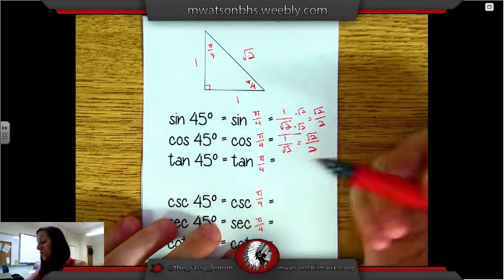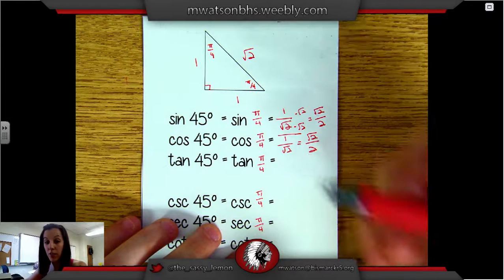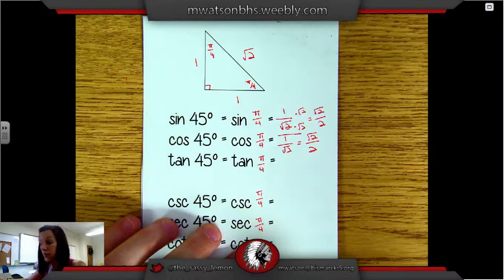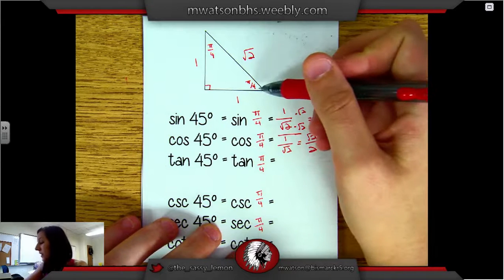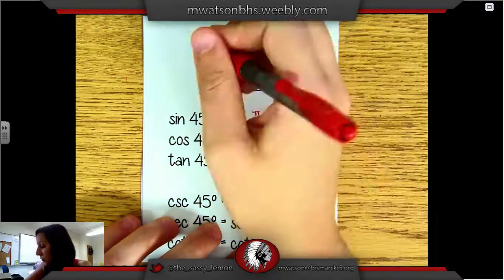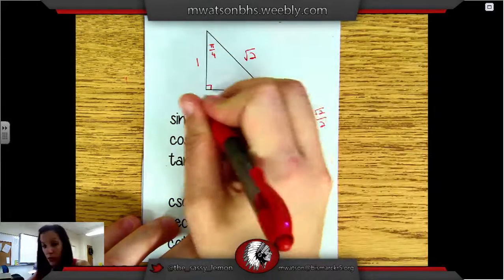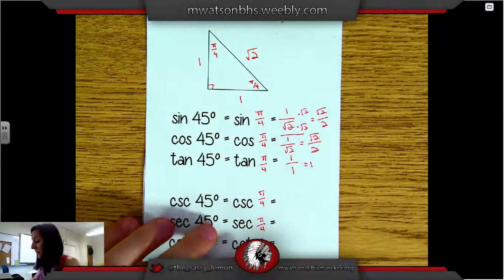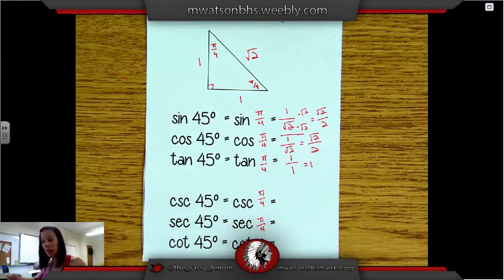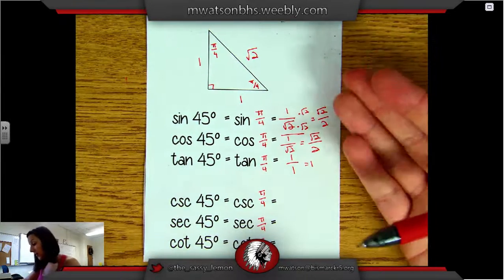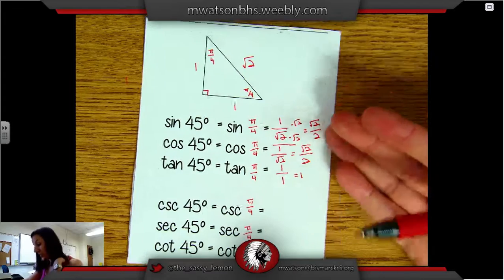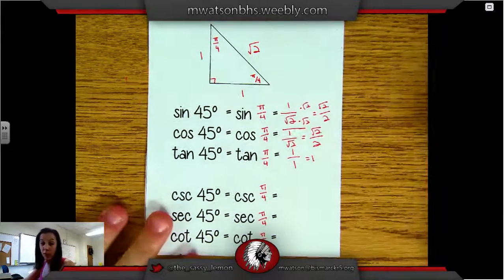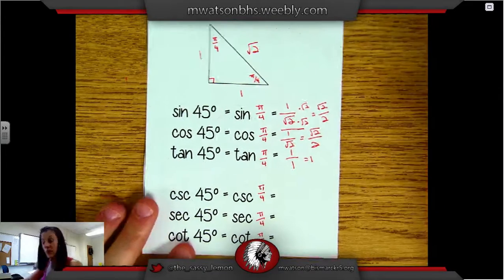Now the tangent of 45 degrees, if you recall, is TOA, opposite over adjacent. So I'm going to do 1 over 1, which is just 1. And there you have it. Those are your 3 major trig functions for 45 degrees, or pi over 4 radians.